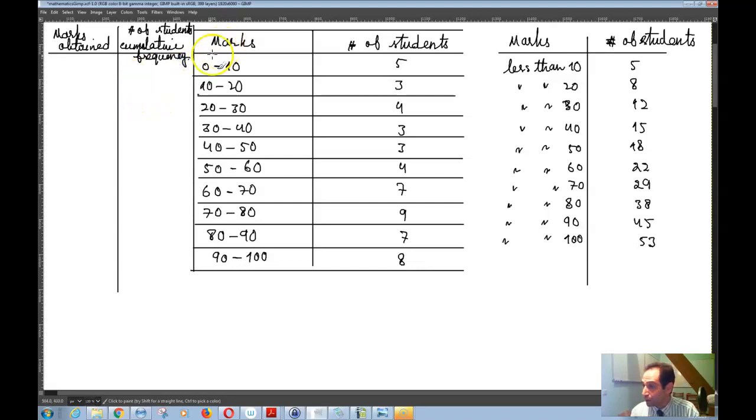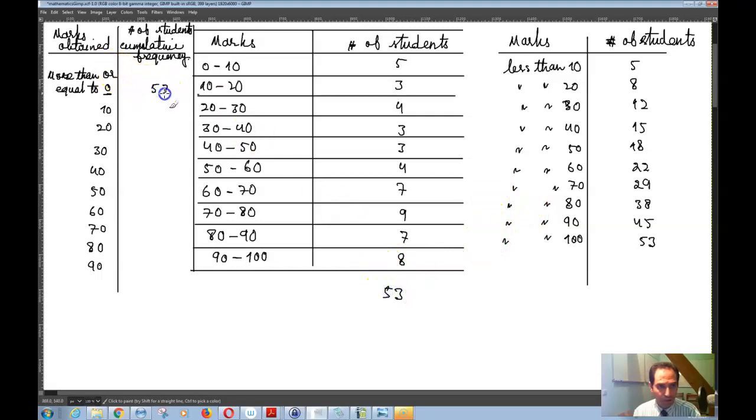Okay. And so then you can come up with these categories as, for example, more than or equal to 0, and then you have more than or equal to, for example, 10, 20, 30, 40, 50, 60, 70, 80, and 90. So what that means is that more than or equal to 0 would be all of these students, whose number we have calculated to be 53. So that is 53.